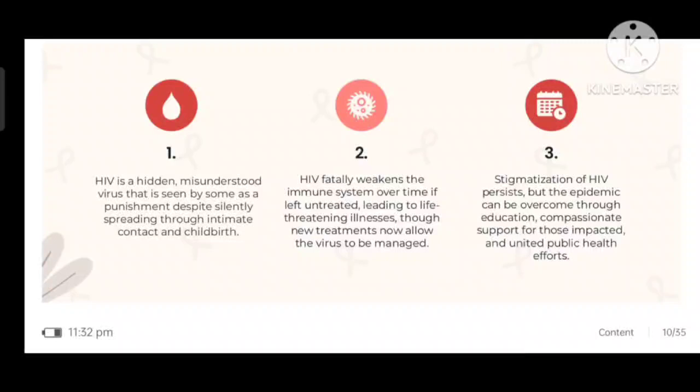HIV fatally weakens the immune system over time if left untreated, leading to life-threatening illnesses, though new treatments now allow the virus to be managed. Stigmatization of HIV persists, but the epidemic can be overcome through education, compassionate support for those impacted, and united public health efforts.